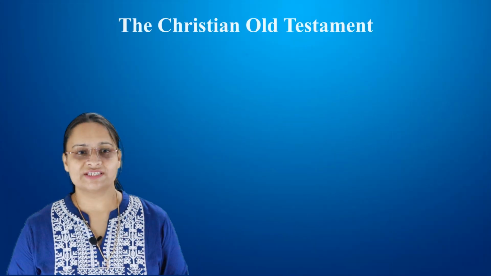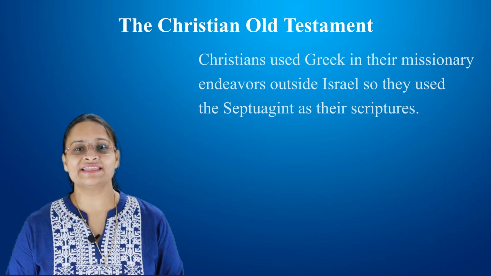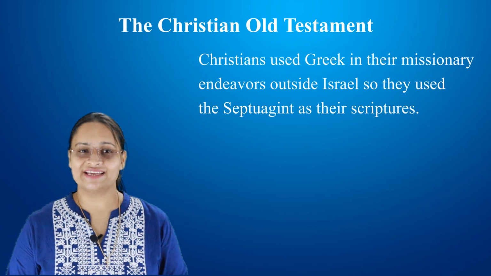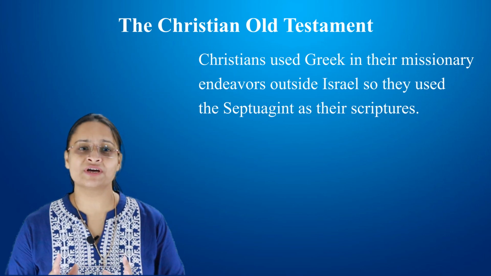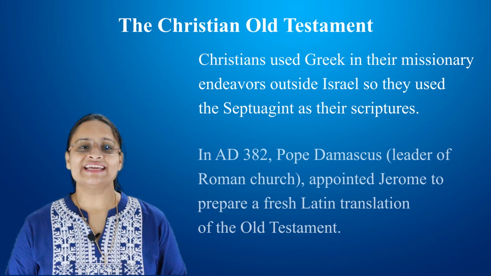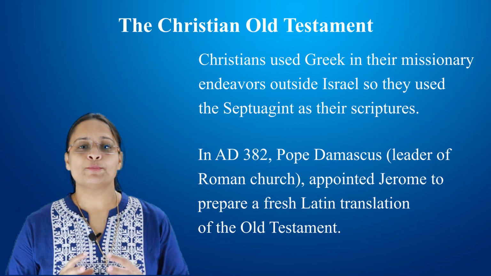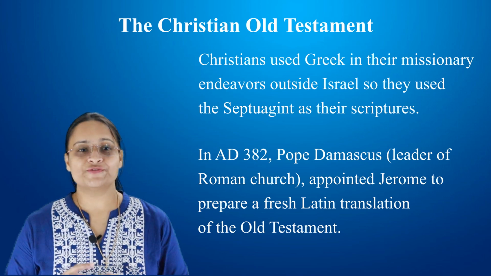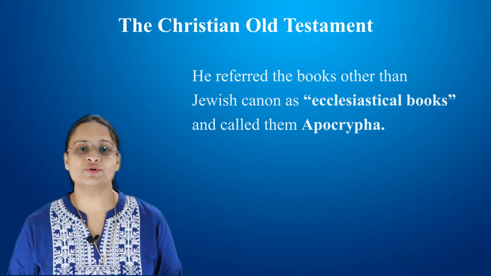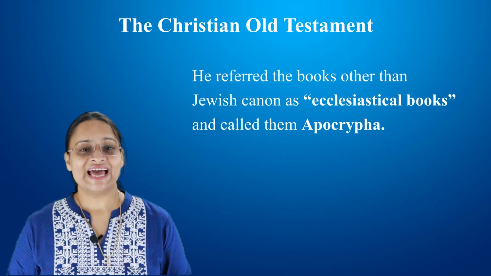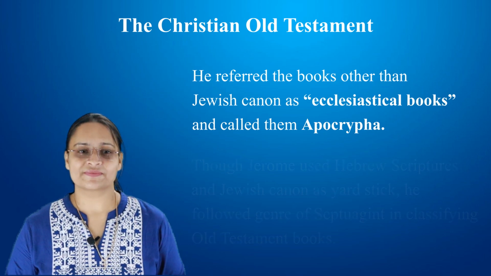The Christian Old Testament, let us look at that. Christians used Greek in their missionary endeavors outside Israel, so they used the Septuagint as their basic book or scriptures. In AD 382, Pope Damasus, the leader of the Roman Church, appointed Jerome to prepare a fresh Latin translation of the Old Testament. He referred to the books other than the Jewish canon as ecclesiastical books and called them Apocrypha.